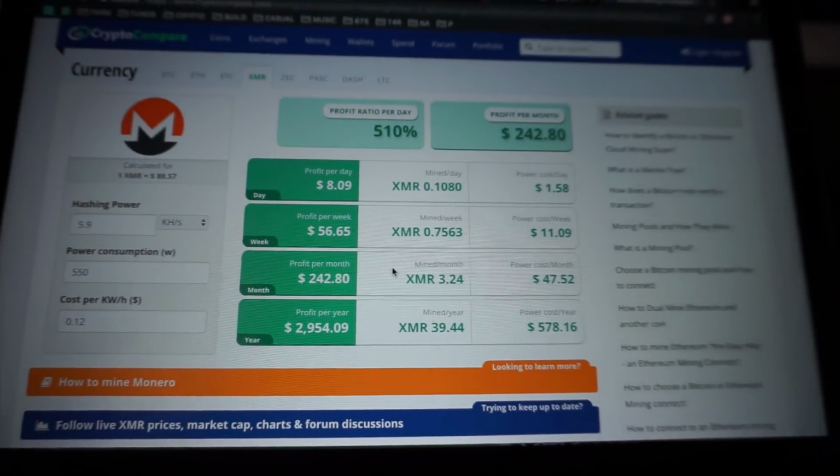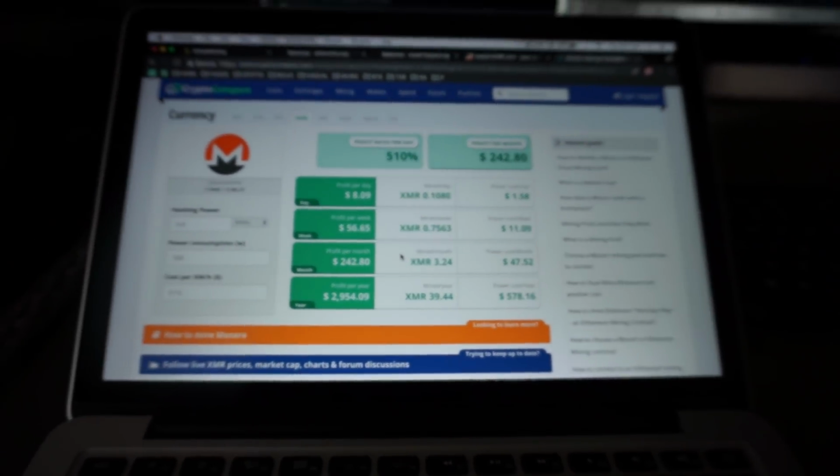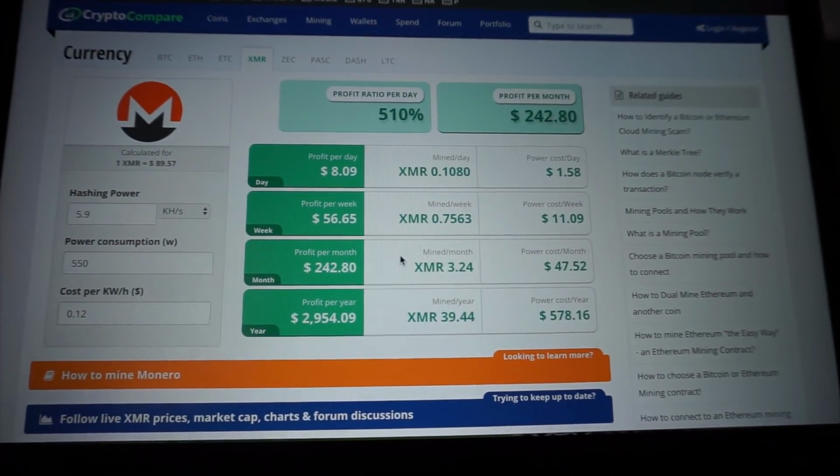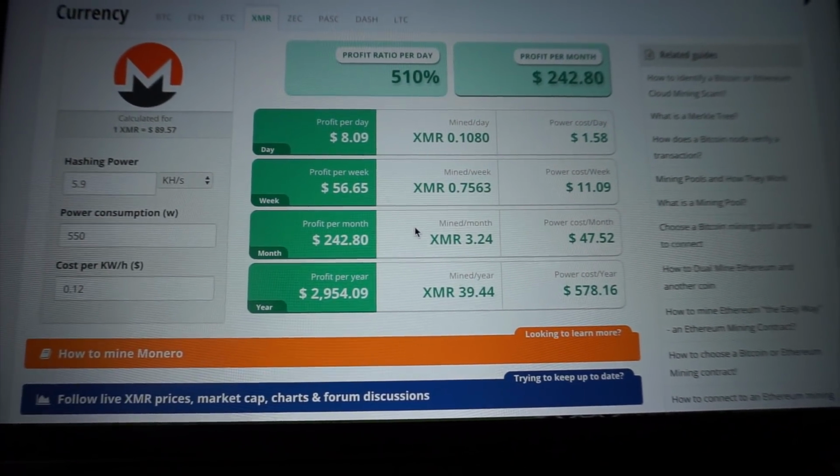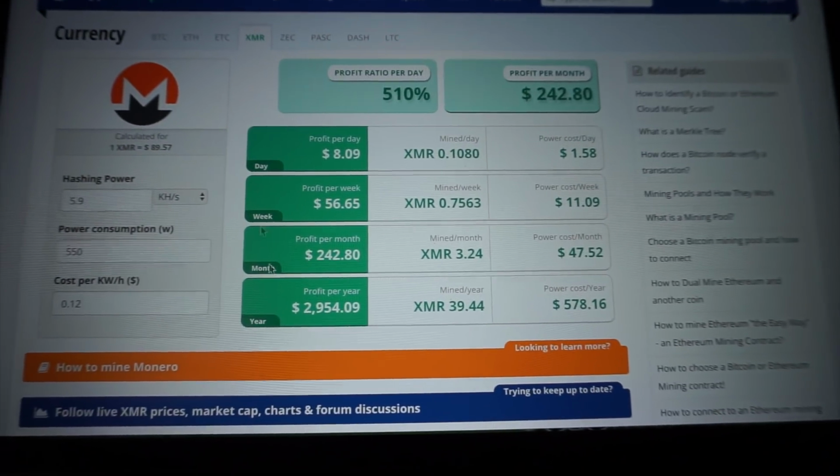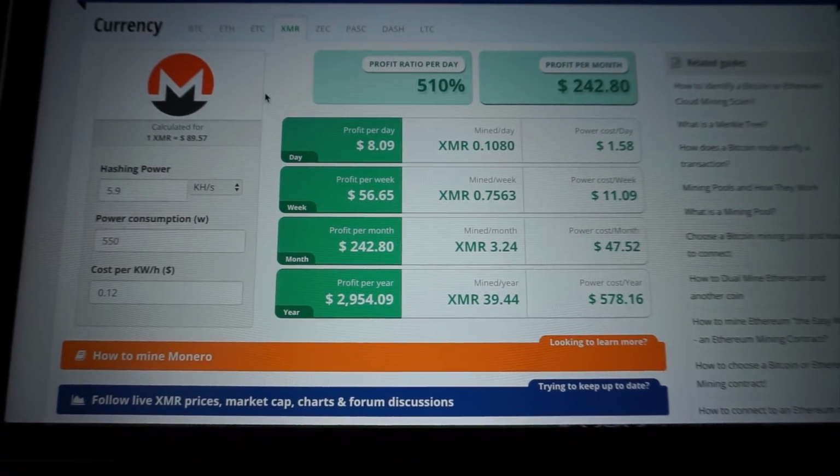I don't have it here. We've since moved it to our mining facility, and these Vega cards are really good. So that's about it for the Vega 64.